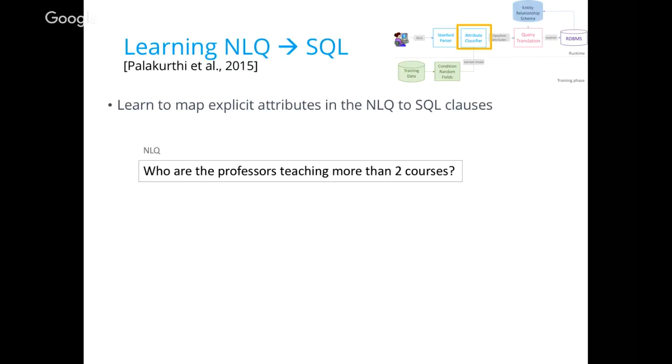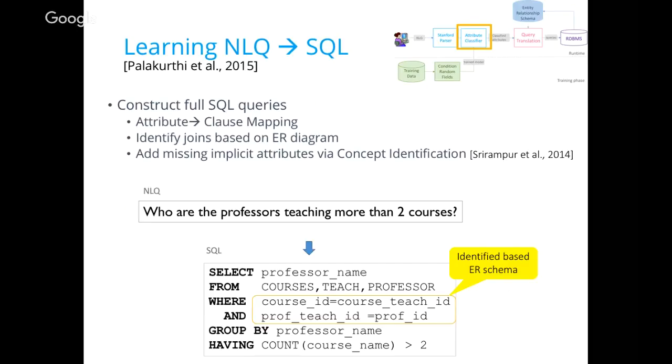Then let's see some examples of how to actually learn the mapping. This is the example query. What are the professors teaching more than 2 courses? The classifier is going to learn that professor should map to group by, teaching should map to from clause, and courses should map to having, right? So we have already seen the labels before.